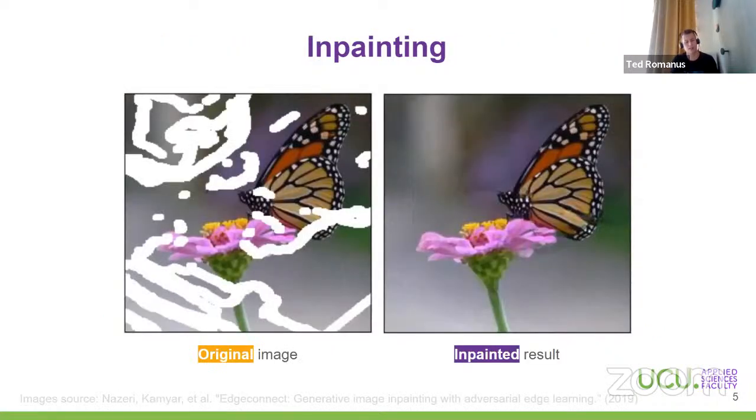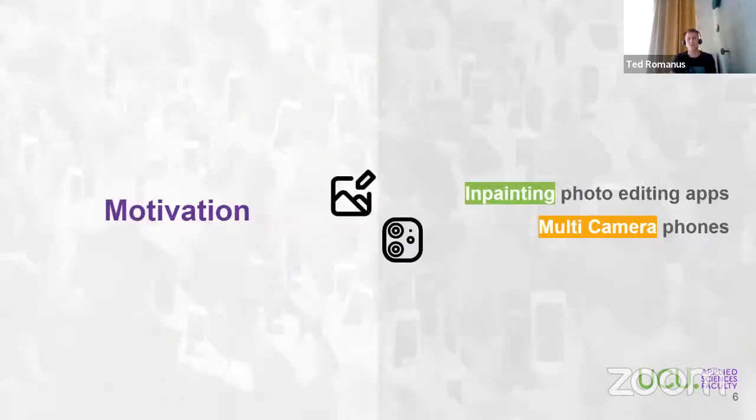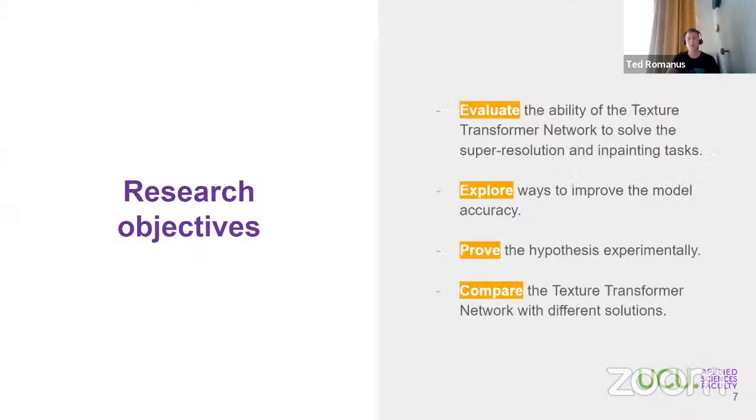The inpainting task is to restore the damaged or missing parts of images. For example, here in the left image, some pixels are painted white, and the result of restoring these pixels is shown to the right. Our motivation for doing super resolution and inpainting problems comes from the real world. There are many software applications which do inpainting. And the widespread of multi-camera phones gives us the possibility to try to solve inpainting and super resolution tasks at the same time, simultaneously.